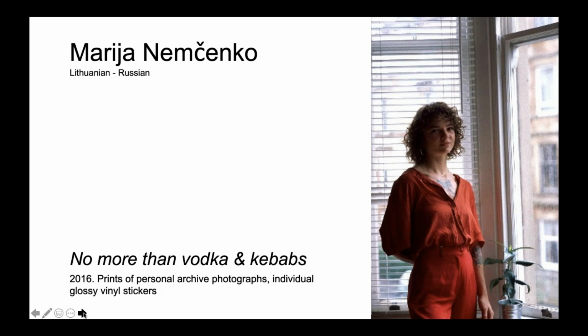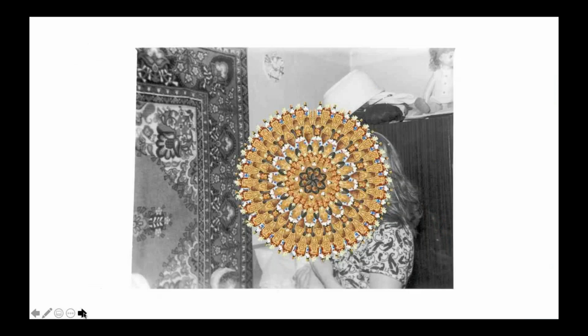The next artist that I want to draw attention to, which also ties back to identity, is Maria Nemchenko. She's a Lithuanian-Russian artist who lives in the UK, and she created a work called No More Than Vodka and Kebabs. And this is the work. It's a photograph, a family photograph, and if you look carefully, you'll see that it's her mother that's holding her as a baby. Now, we can't see her at all, and we can't see her mother's face.